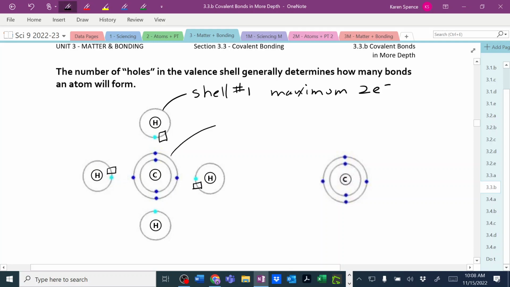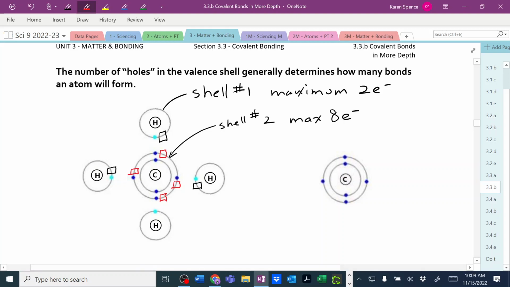Now carbon, its outer shell is shell number 2, which has a maximum of 8 electrons. So how many holes, Nathan? How many holes are in the carbon atom? Outer shell. 1 up here, 1 over here, 1 over here, and 1 over here.